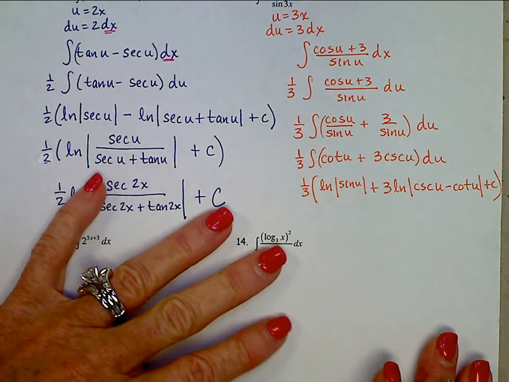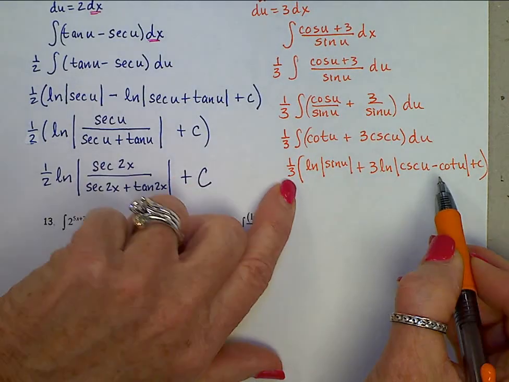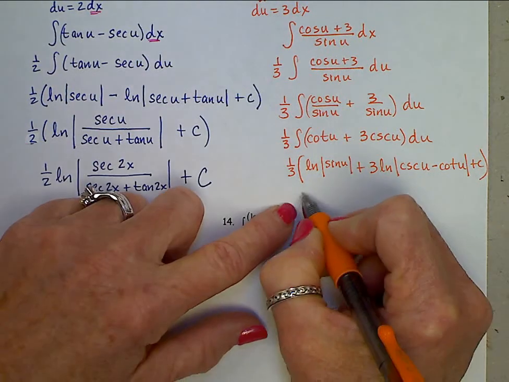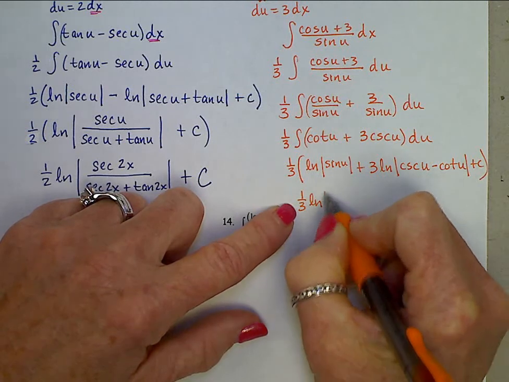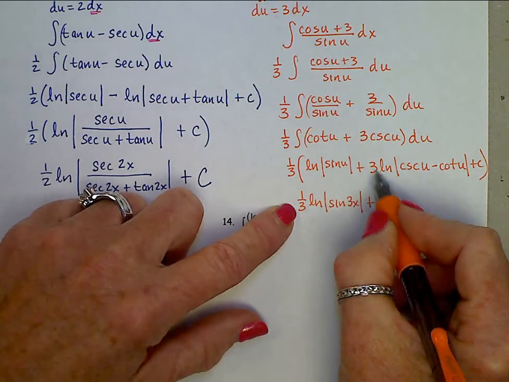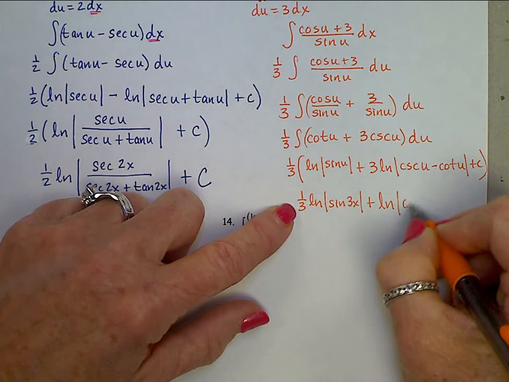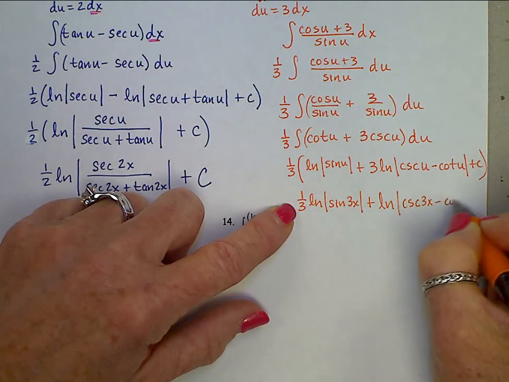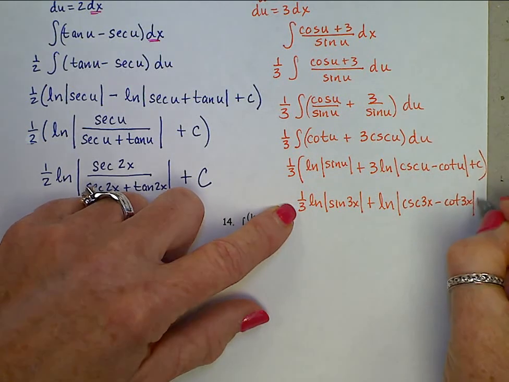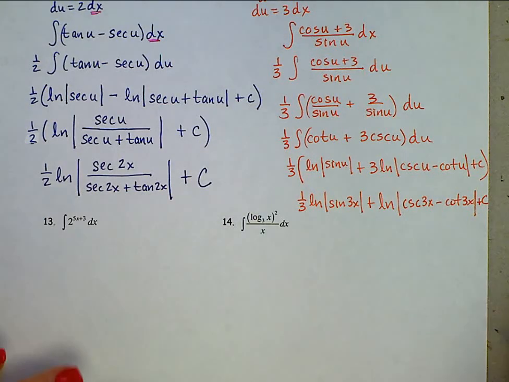All right, I'm going to do a couple of things at once here. I'm going to distribute that 1/3 through, and I'm going to replace this u back with the 3x. So we have 1/3 ln absolute value sine 3x plus 1/3 times this 3 is 1, so the natural log absolute value cosecant 3x minus cotangent 3x, and then 1/3 times that c plus just a different c. There's that final answer right there.